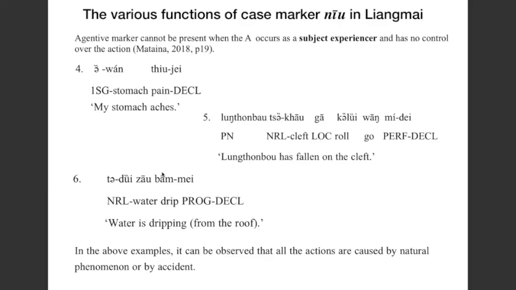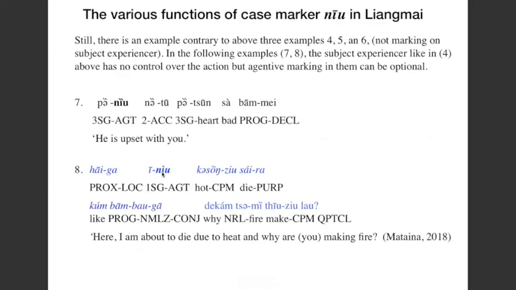In the above examples, it can be observed that all the actions are caused by natural phenomena or by an accident. In this kind of context, the agentive marker new cannot be present in the sentence because it will become ungrammatical. Still, there is an example contrary to the above three examples, 4, 5, and 6, not marking on the subject experiencer. In the following examples, 7 and 8, the subject experiencer, like in 4 above, has no control over the action, but agentive marking can be optional.